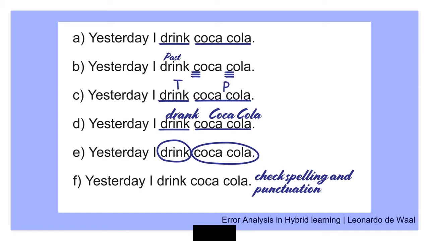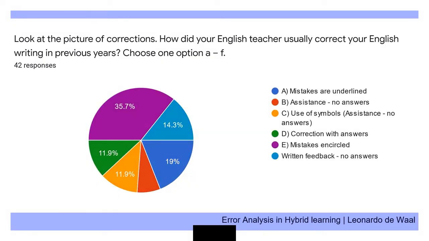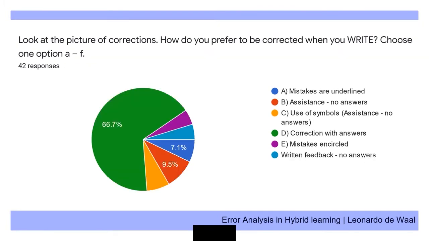In another question, I asked them about error correction in the past and present, and how they would like to be given feedback in the future. 35.7%, the majority, told me that they were used to having the teacher encircle the mistake without providing them with the answers. The next slide told me that they didn't like that at all, and they actually preferred to be corrected by having the teacher identify the mistake and correct the mistake by giving them the answer.